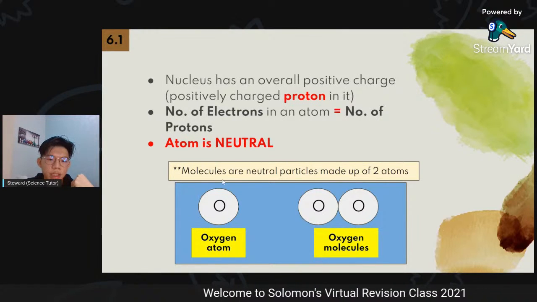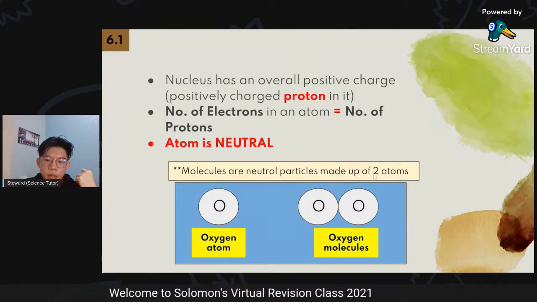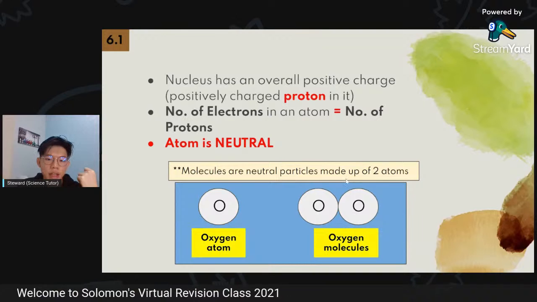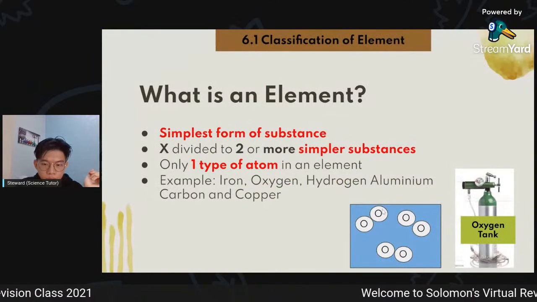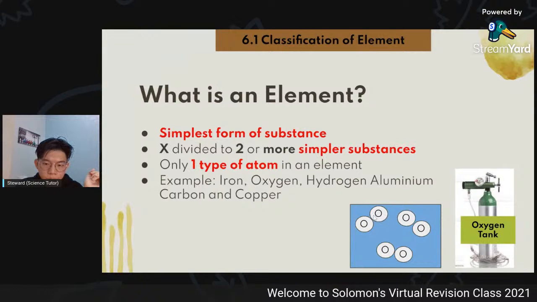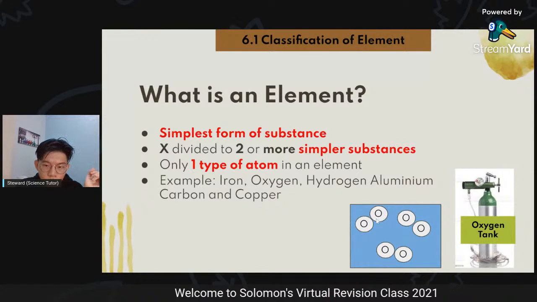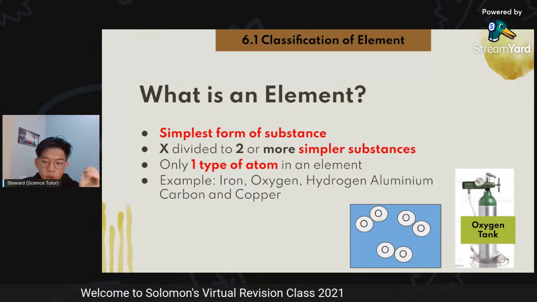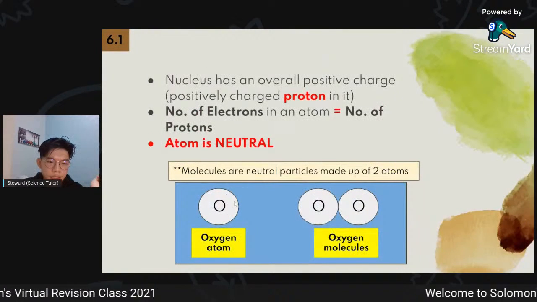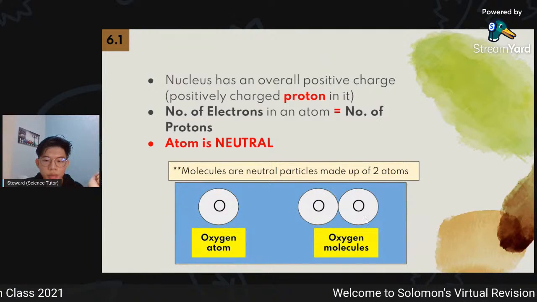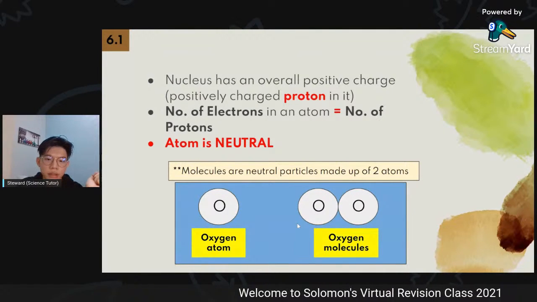So a molecule is a neutral particle made up of 2 atoms. As you can see just now in this slide, I mentioned this is like an oxygen atom, right? But if these two oxygen atoms combine together, they will become a molecule. So here we got an oxygen atom as a single circle, but when we have 2 circles, we call this an oxygen molecule.